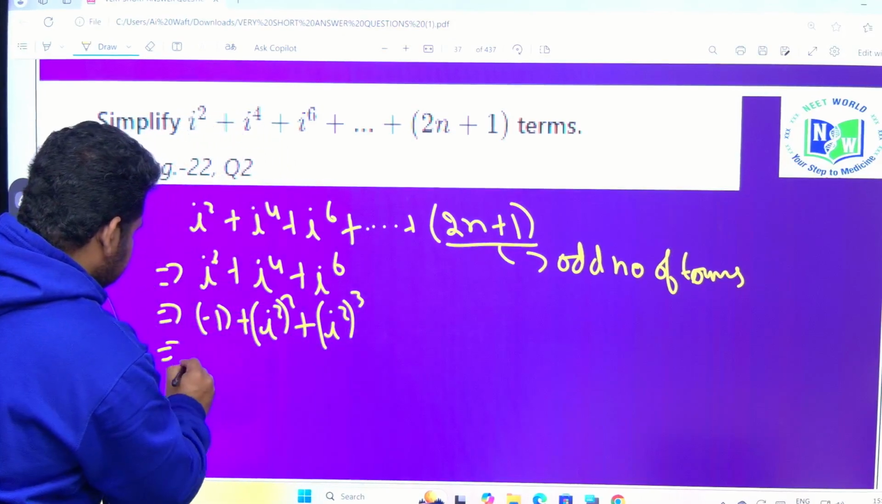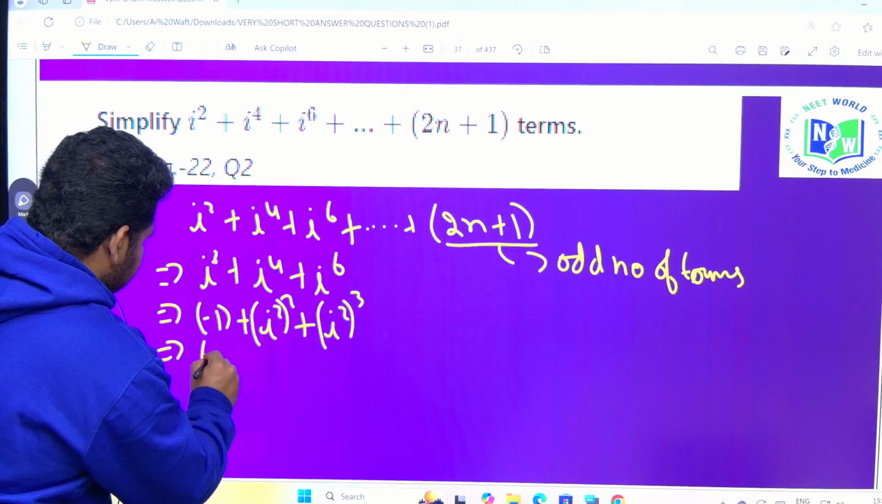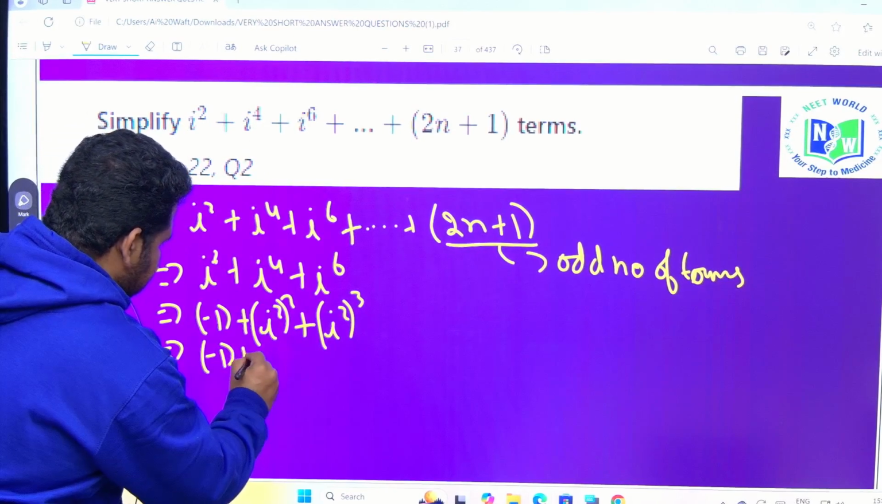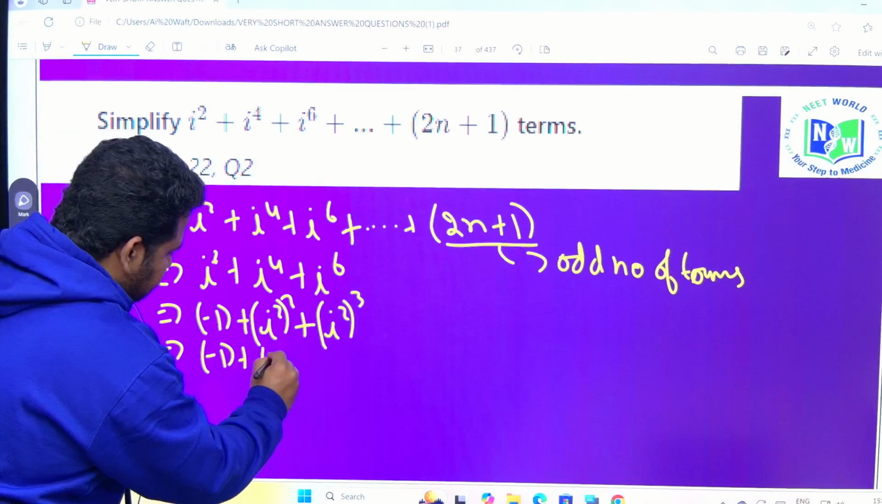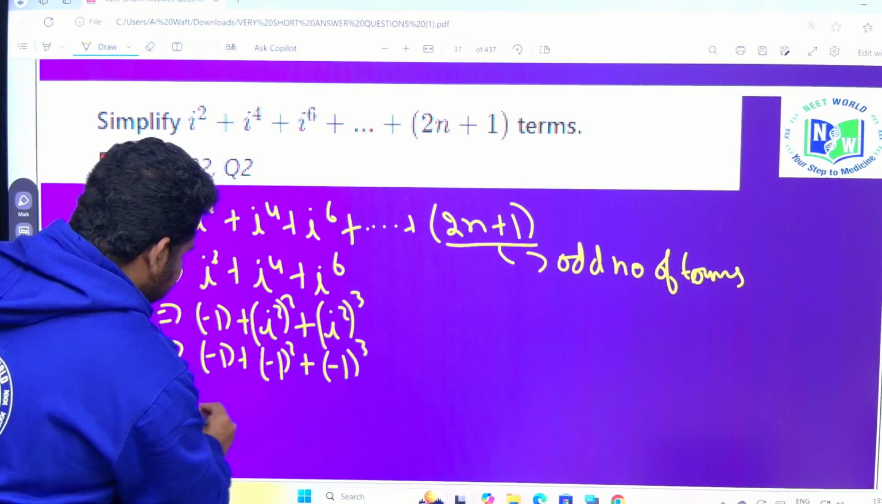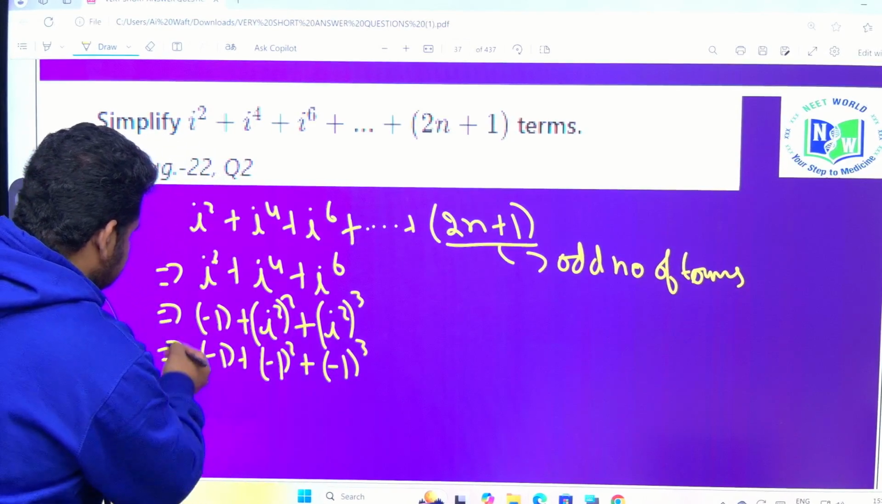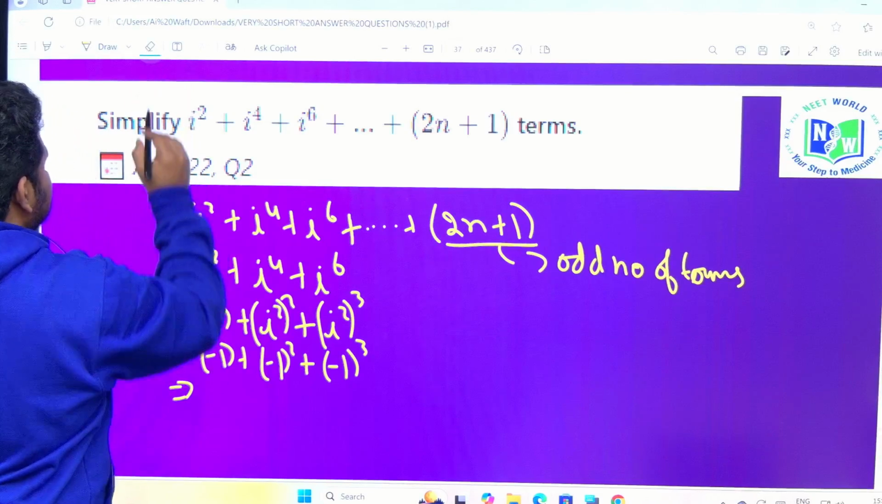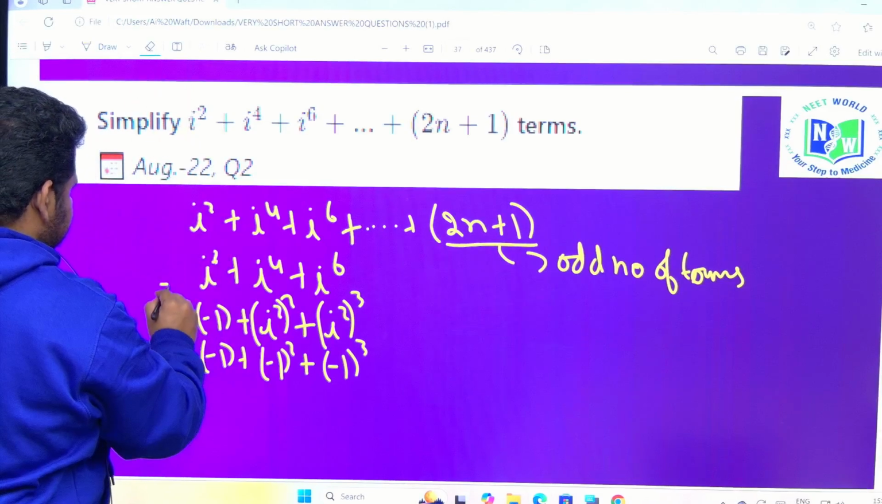So this implies minus 1, i square is minus 1, square, i square is minus 1 cube. So this implies, or I can write it as equals, instead of implies, I can write it as equals.